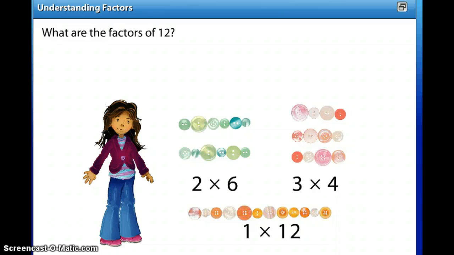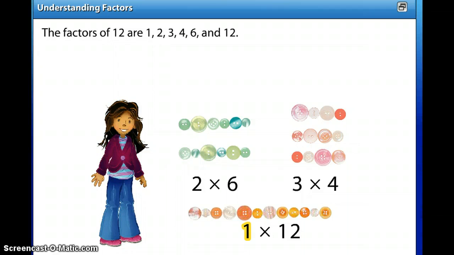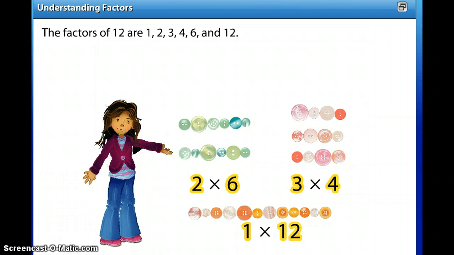Okay, there's one more. Grace? 2, 6, 3, 4, 1, 12. Okay, 2, 6, 3, 4, and 1, and 12. Each of those numbers is a factor of 12. The factors of 12 are 1, 2, 3, 4, 6, and 12.